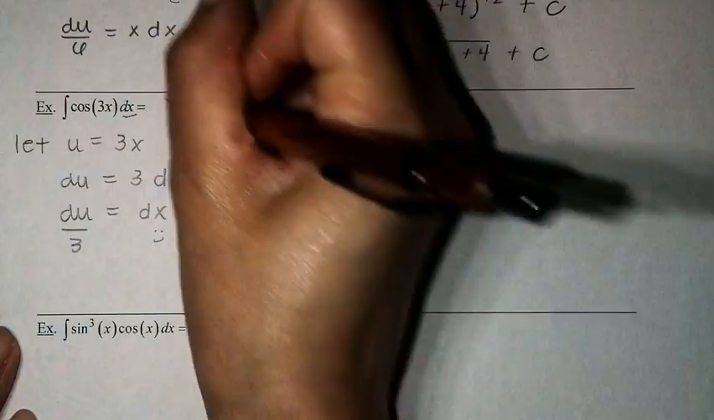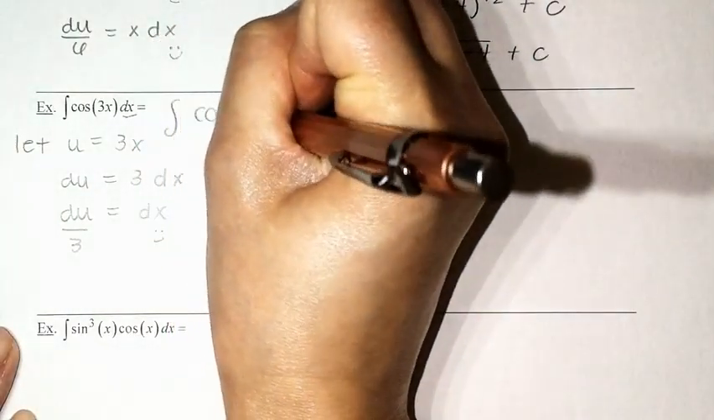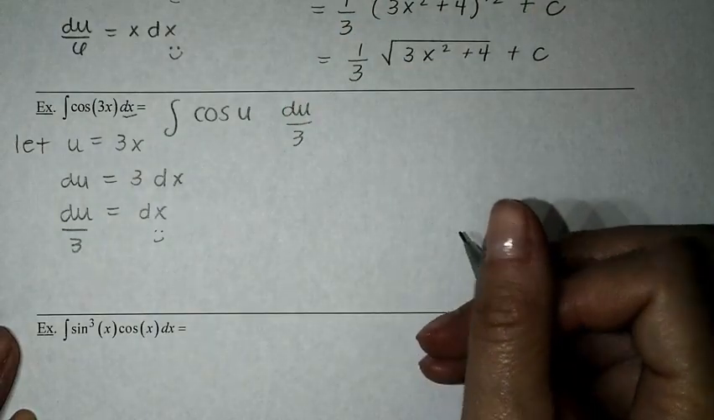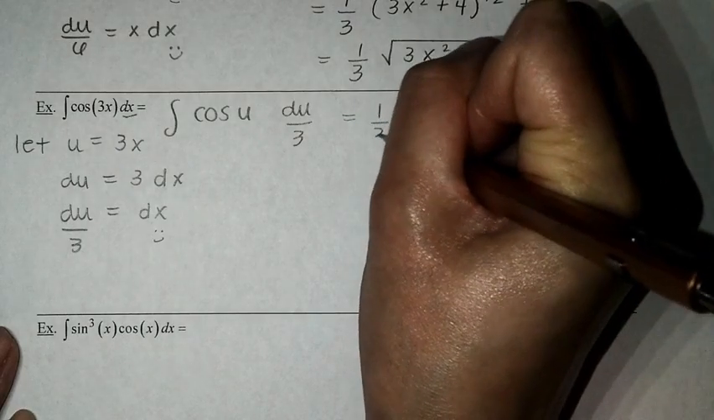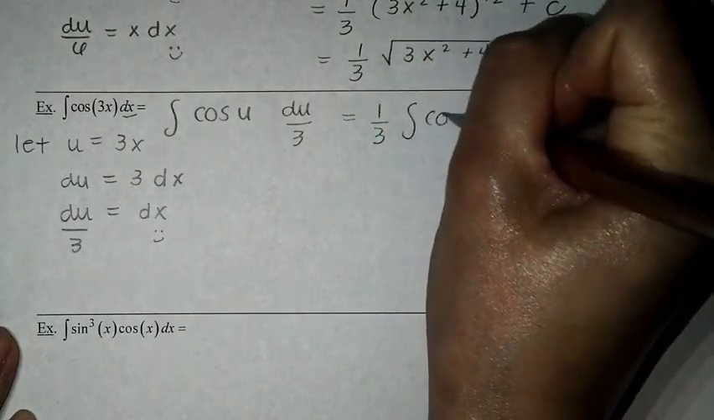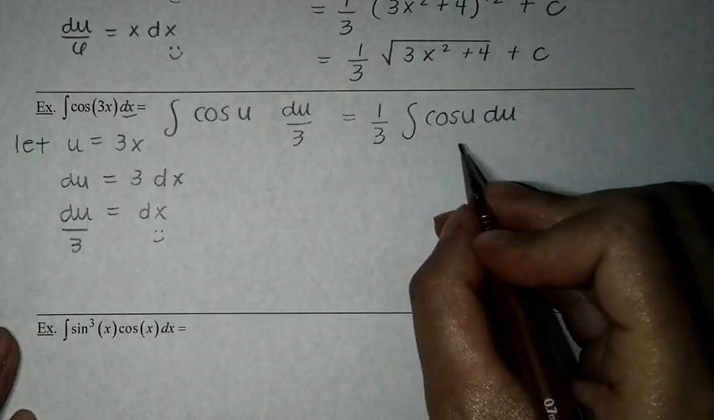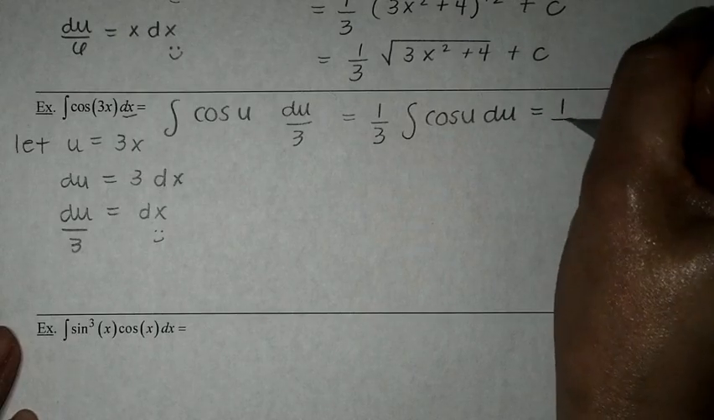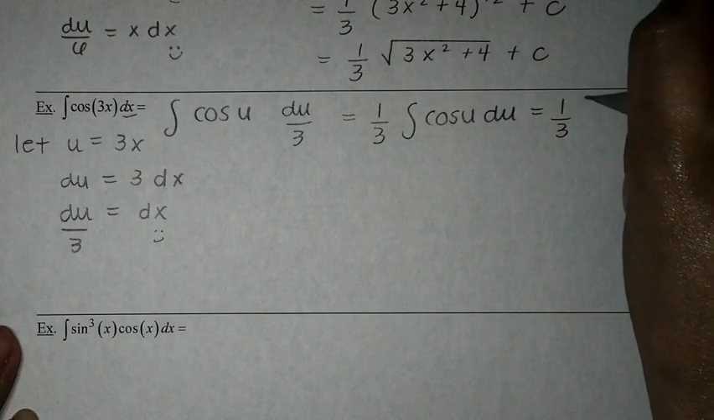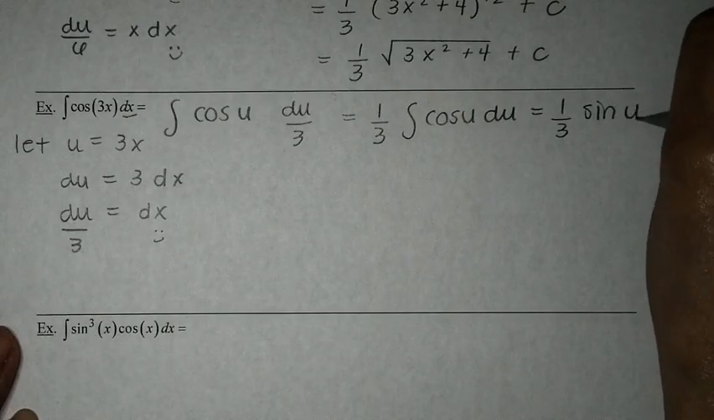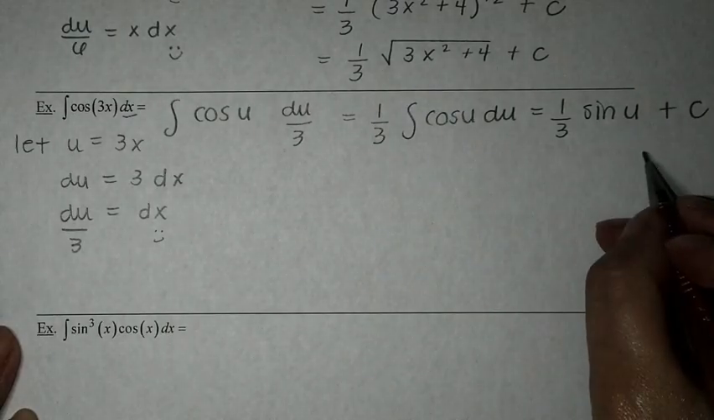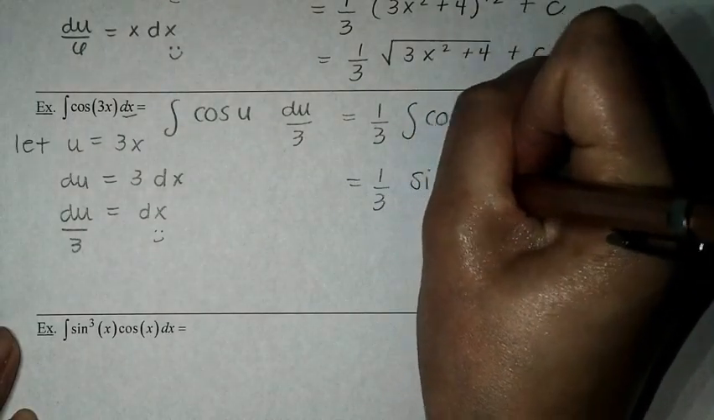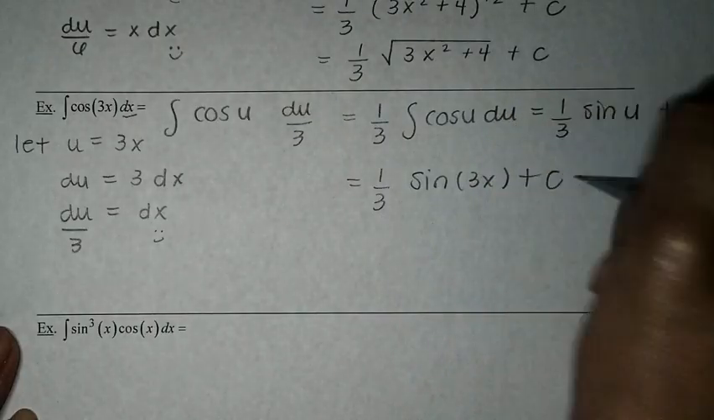So what do you have here? You have the integral of cosine of u, and it's going to be du divided by 3. If you want to rearrange, you have 1/3 the integral of cosine u du, and that's exactly the formula that we covered before. So this is going to be 1/3, and you know that the integral of cosine of u is just sine of u plus c. We don't want the u, we want the x's, so 1/3 sine of 3x plus c, and you're done integrating.